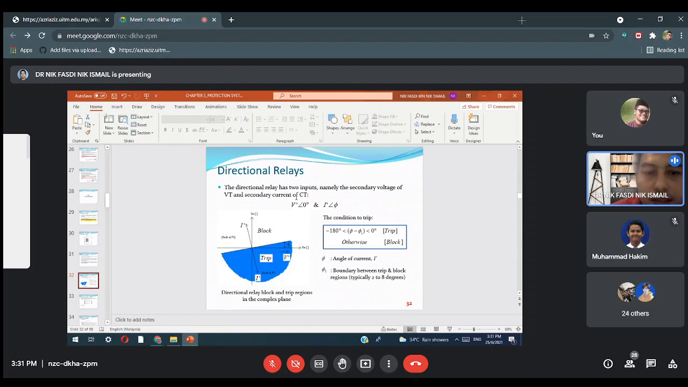So this is the block region. One is the block region above, and the other is the trip region. Meaning here the directional relay will trip whenever the fault current, or I prime, the secondary CT current, lies in this region because it is directional. If it is here, it will not operate. That is the meaning of directional.